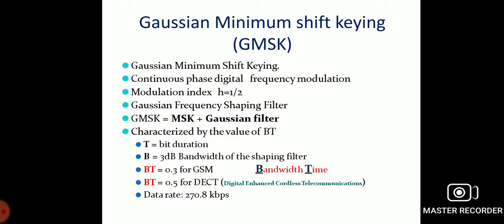It is characterized by the value BT, where T is the bit duration and B is the bandwidth of the shaping filter. For this GMSK, BT is 0.3 for the Global System for Mobile communication technology, and 0.5 for the Digital Enhanced Cordless Telephone, the DECT. The data rate is 270.8 kilobits per second. That is the bandwidth related to the time period of the digital signals.